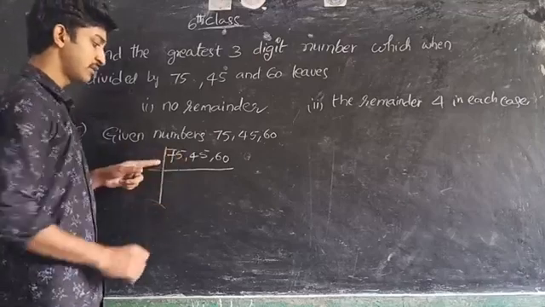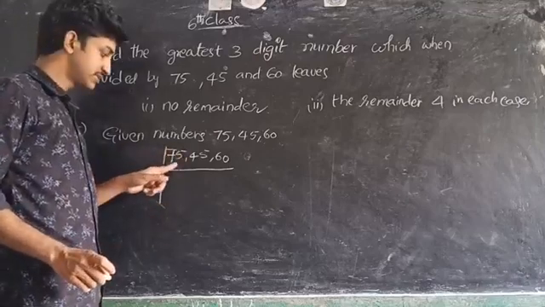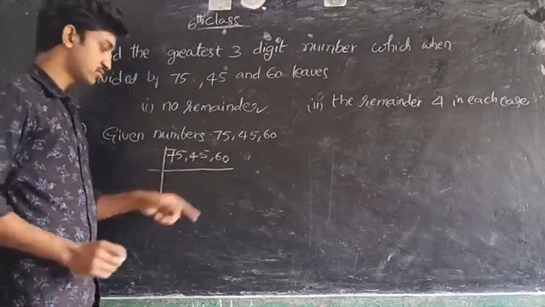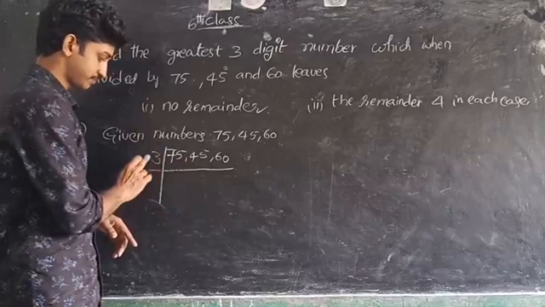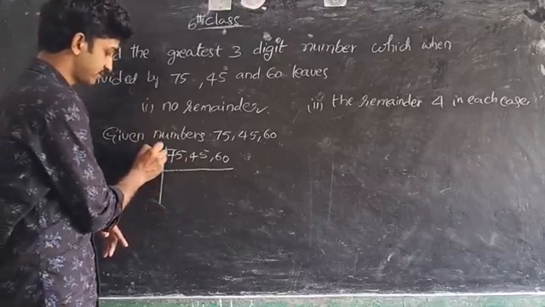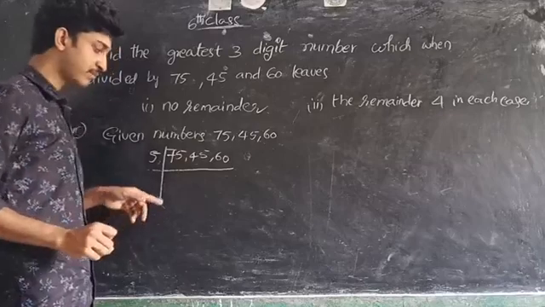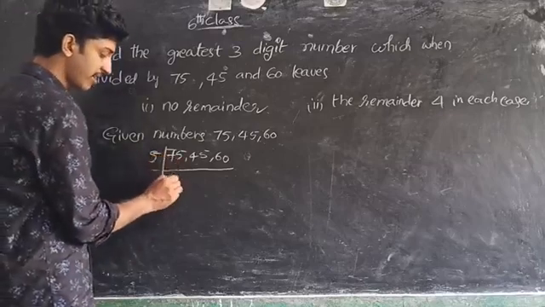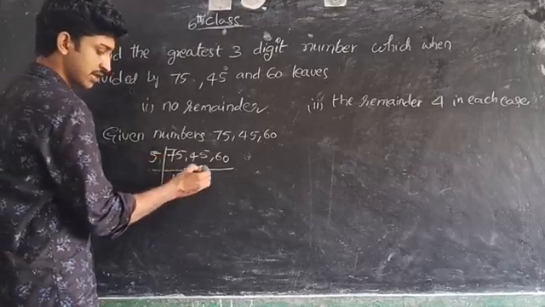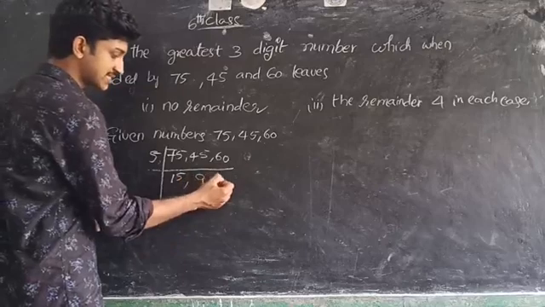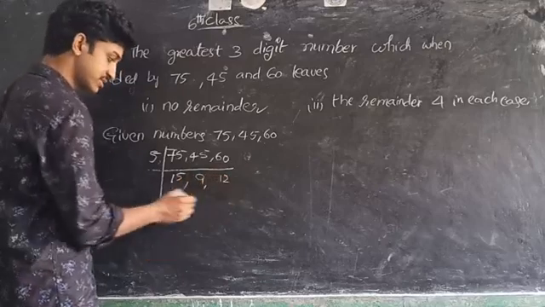In two table, these two numbers are not cancelled. These two numbers are not in two table. So I am taking three table or take five table. If you take five table, these three numbers are in five table. So 75 is 15 times 5, 45 is 9 times 5, and 60 is 12 times 5.